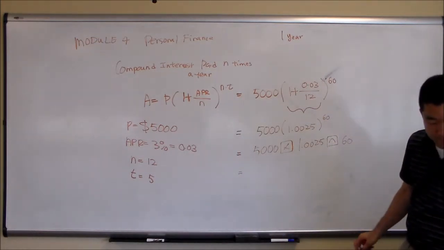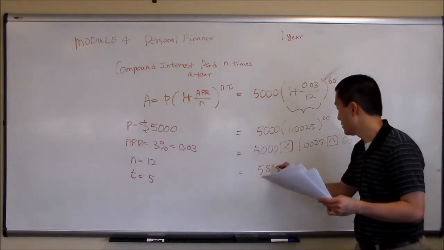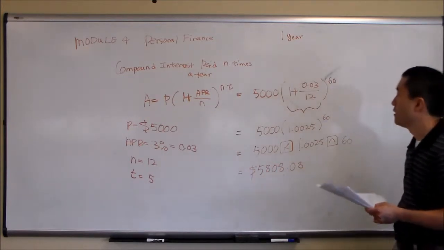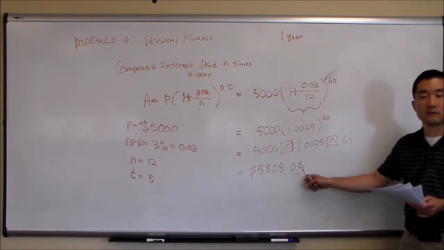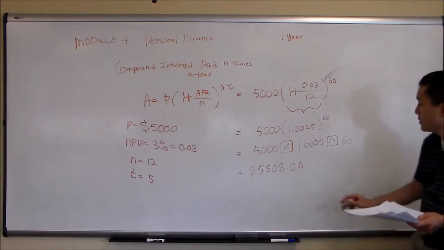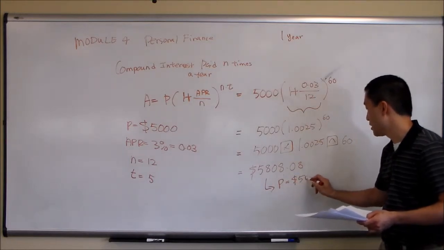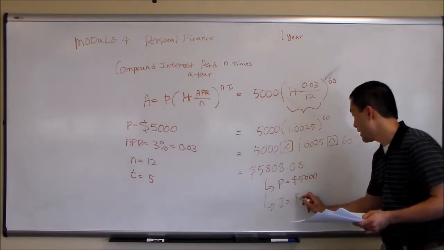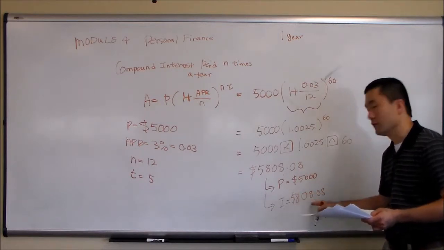If you do that, you get 5,808.08. So that would be a loan. That's how much in total you pay back when you borrow 5,000. So in this case, the principal is 5,000. That doesn't change. So you'd be paying about 808 bucks in interest.